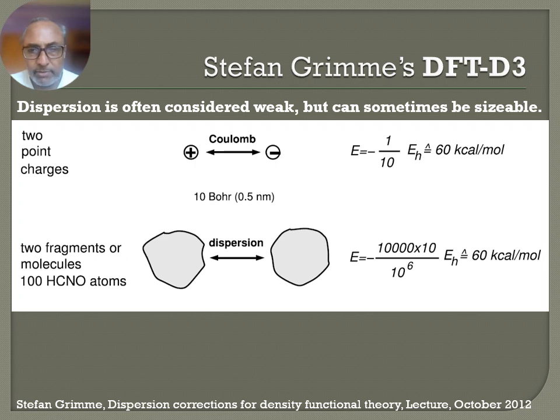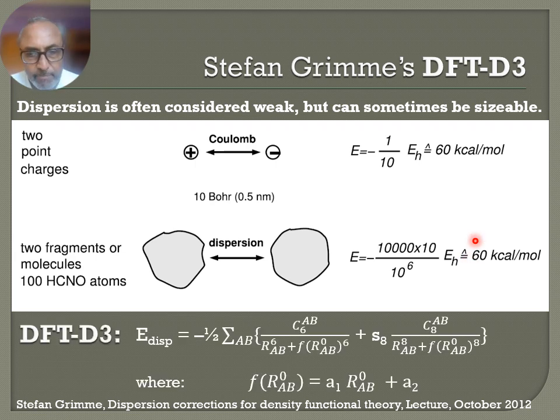Dispersion is often considered weak, but can sometimes be quite sizable. For example, if you're looking at the Coulomb interaction between 2 point charges separated by 10 Bohrs or half a nanometer, that's approximately 60 kilocalories per mole. But the dispersion interaction between two fragments or molecules each containing about 100 atoms of hydrogen, carbon, nitrogen and oxygen is also of the same order of magnitude, around 60 kilocalories per mole.